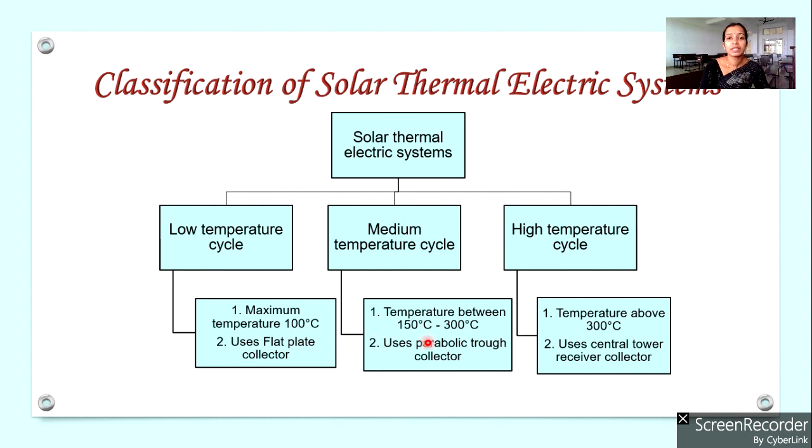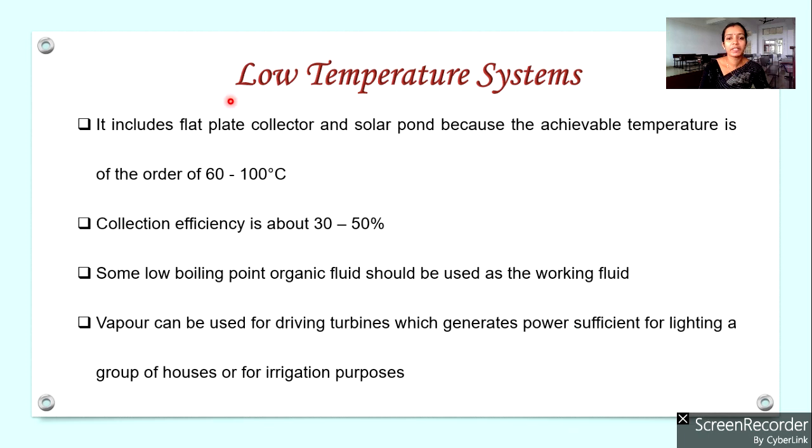The second one is the medium temperature cycle. These are the systems in which the temperature ranges between 150 degrees Celsius and 300 degrees Celsius, and an example is the parabolic trough collector. The next one is the high temperature cycle. The temperature available will be high, more than 300 degrees Celsius, and it uses a concentrating collector like the central tower receiver collector. So now let us see each of these systems in detail. First, the low temperature system.